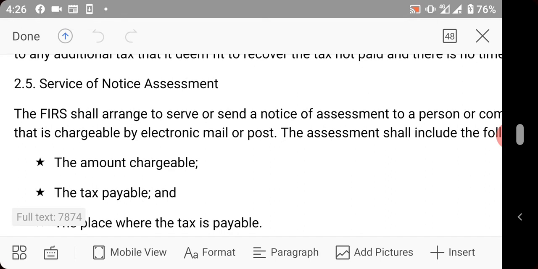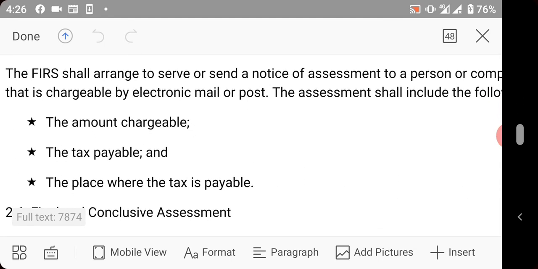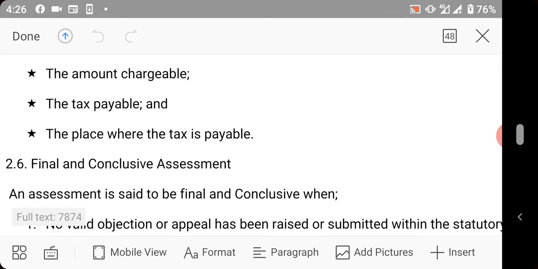Then service of notice of assessment. You see, FIRS shall arrange to serve you notice of assessment, where they are of the opinion that the tax payable is lesser. They can now raise notice of assessment on you, telling you to pay a higher tax, stipulating the amount you pay, and also stipulating where you pay it. We have different FIRS offices in different places in Nigeria, so they will tell you where you are to pay, and it is based on proximity, the one closest to you.